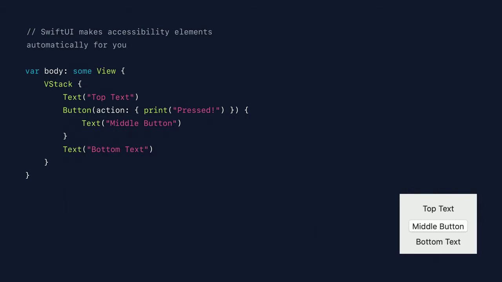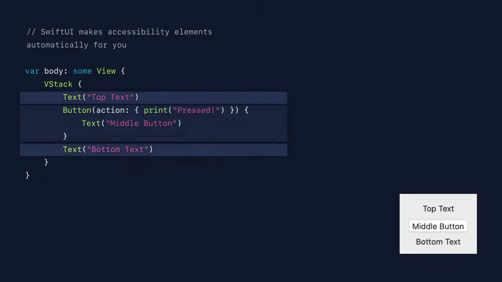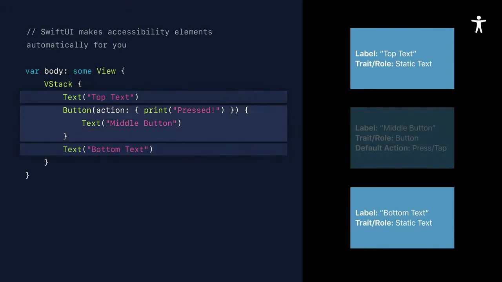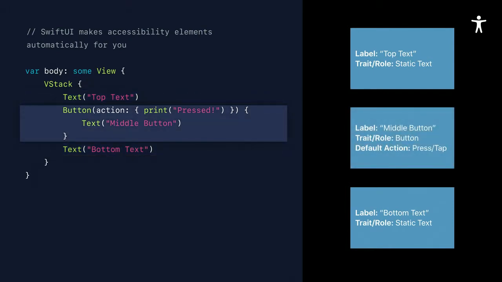Let's take a look at this simple SwiftUI code. It's creating a vertical stack. In that stack is a button, and it is sandwiched between some text. SwiftUI is going to create 3 accessibility elements for you here, one for each of the 2 texts, and of course, one for the button. Keep in mind, the accessibility elements that SwiftUI creates here are not UIViews or NSViews. Instead, they are SwiftUI's own accessibility elements.